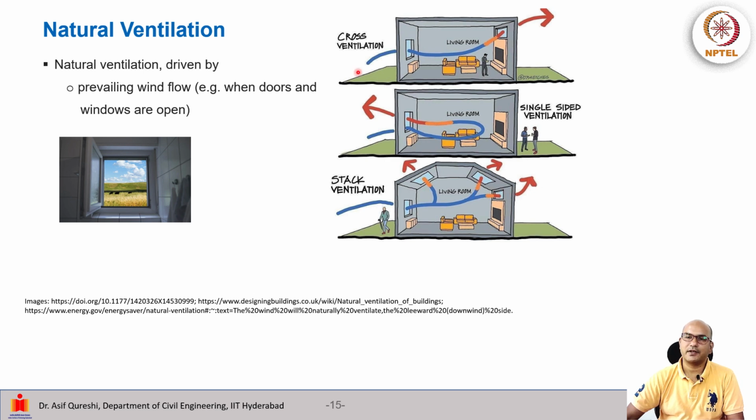So we have three ventilations now: cross ventilation, air coming in and crossing the room; single-sided ventilation, air coming in and going out from the same side, maybe with another window, coming in and out from the same side; and then stack ventilation, air coming in and going up or sideways.